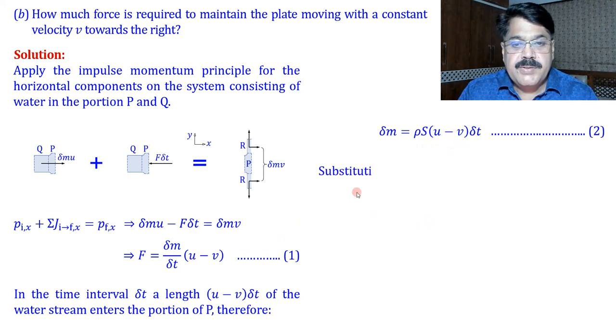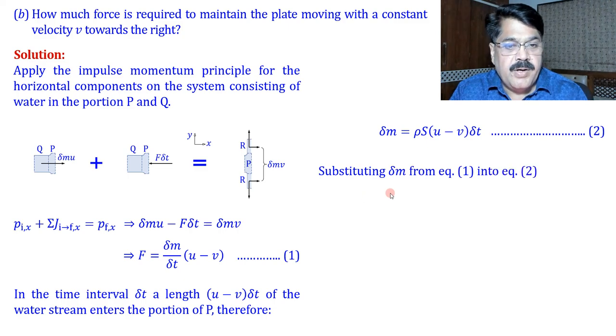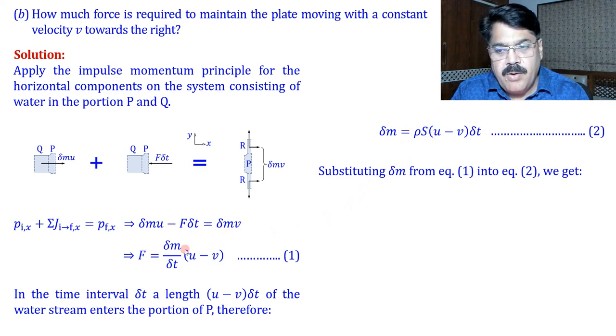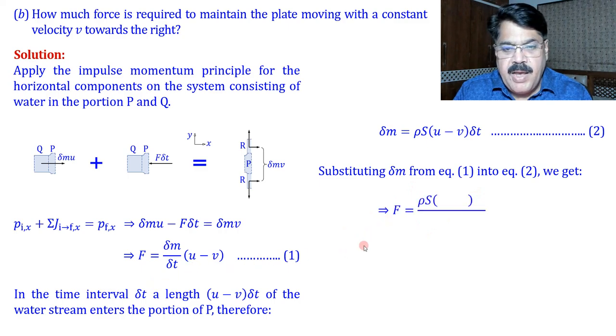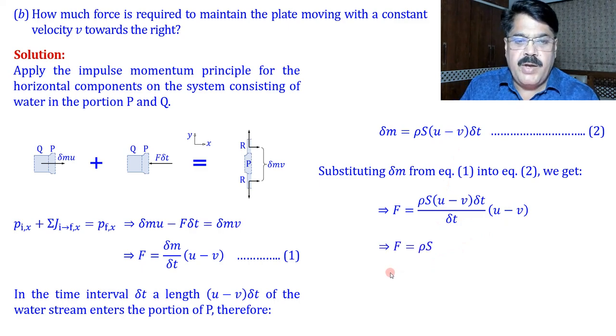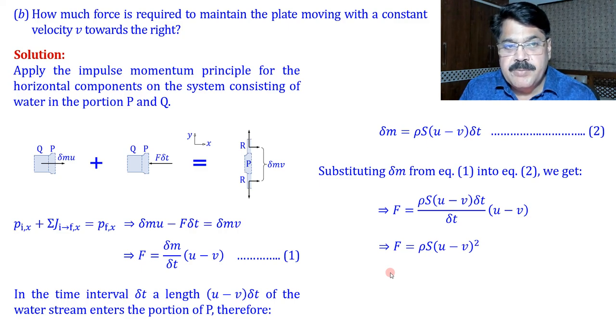So what we get? Substituting dm from equation 2 into equation 1, or you can put dm from this to that, you will find the same thing. So F is equal to rho S u minus v dt upon dt into u minus v. So F is rho S u minus v whole square. Now this is the force, and you can see the force has been reduced, but again it is a constant. So in this way also, water stream is applying constant force on the plate, and the same force has to be applied externally, but this force is somewhat reduced from the earlier case.